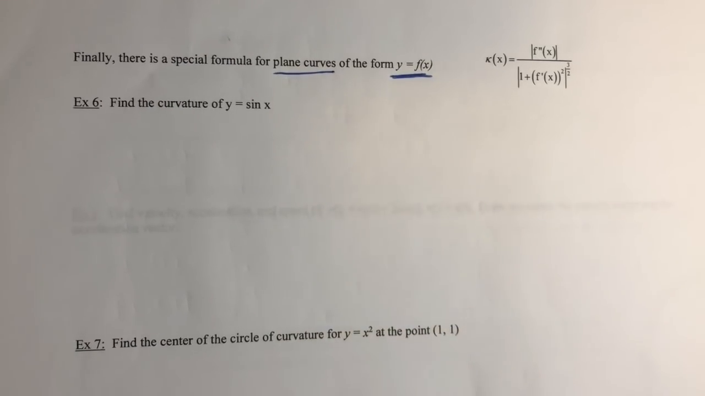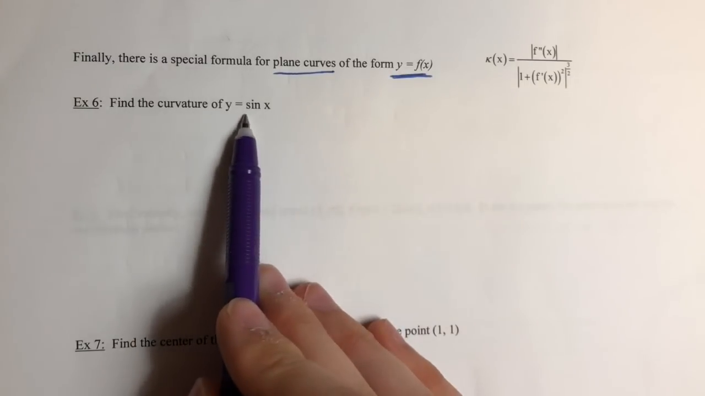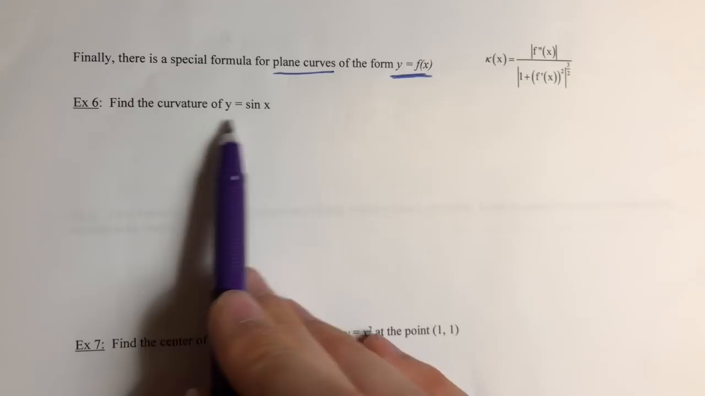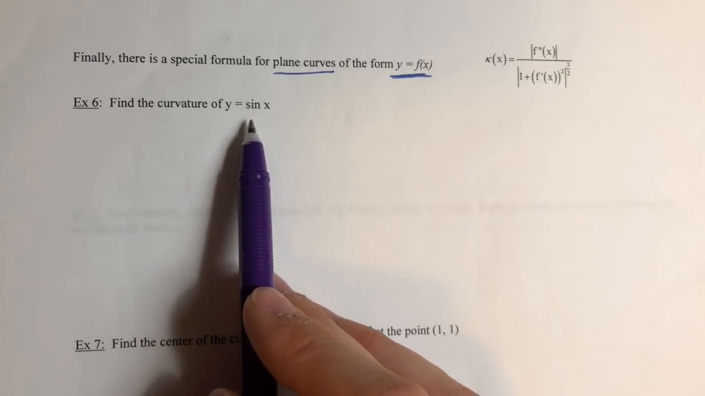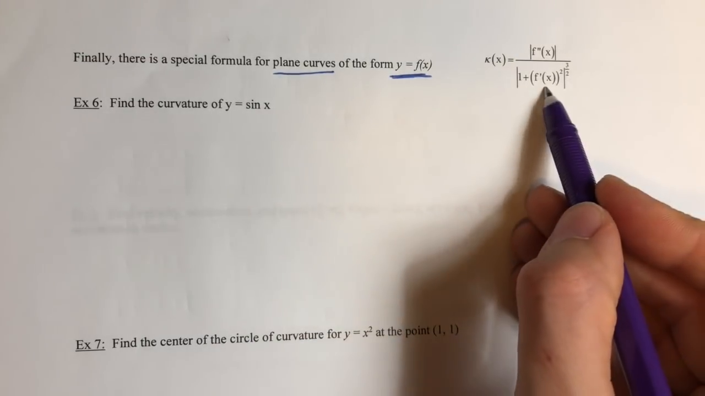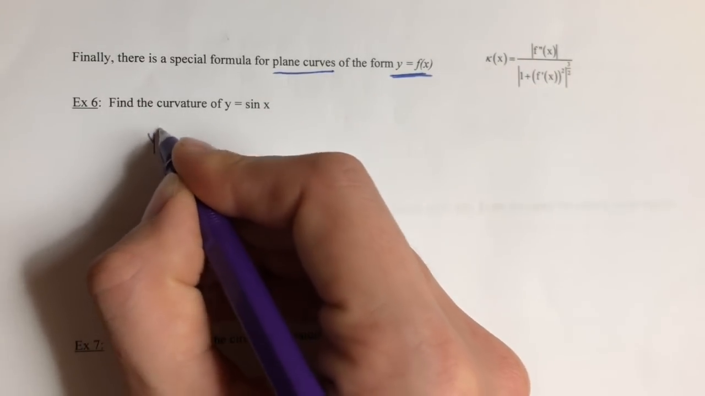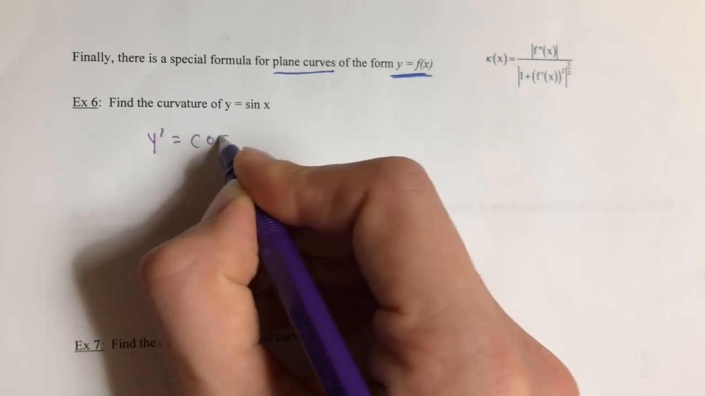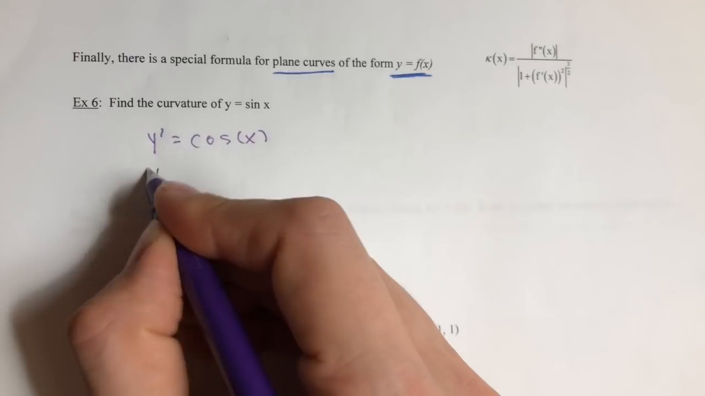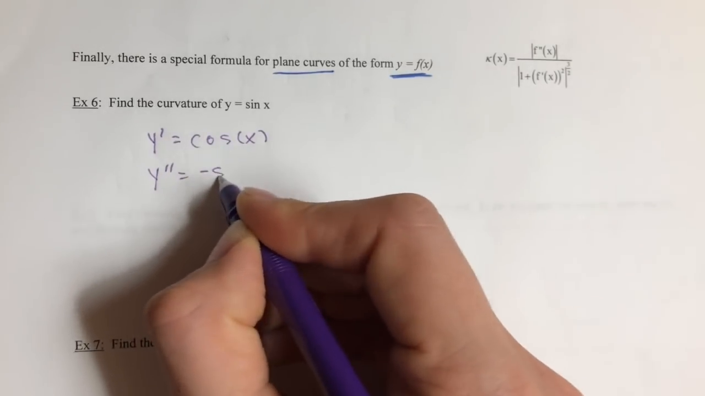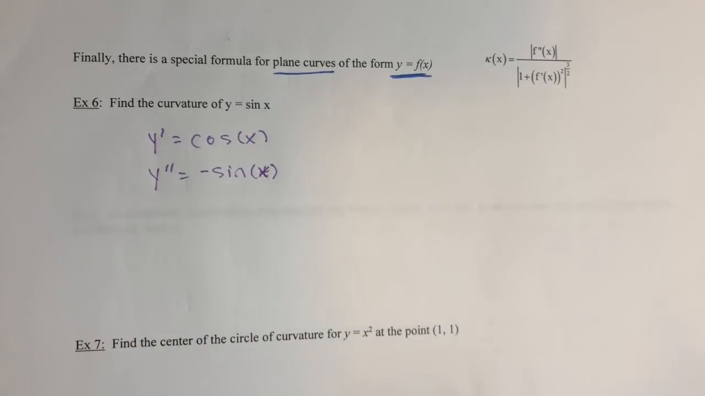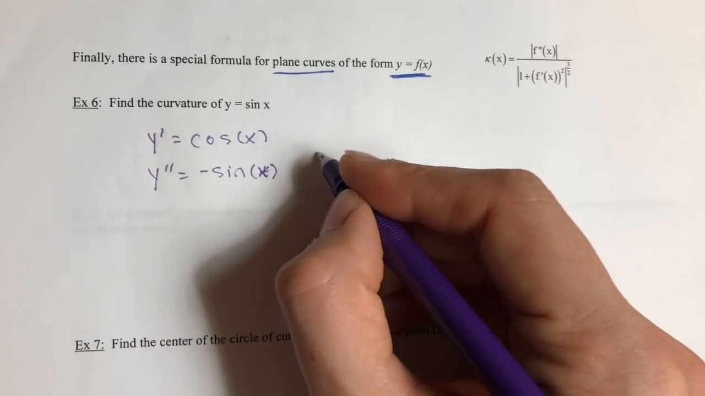Okay, why would this be easier? Well, notice that this is not parameterized in terms of t anymore. So if I'm given a function where I don't have any t's, I don't have more than one component, maybe this is our best option. So the first thing I want to do is I'm going to need my first derivative. So y prime is going to be cosine of x. Okay, and then I'll need my second derivative. So y double prime will be a negative sine of x. Oops, that's x.